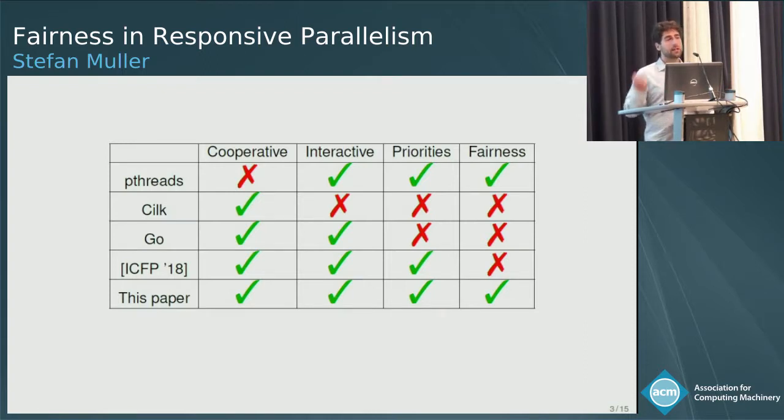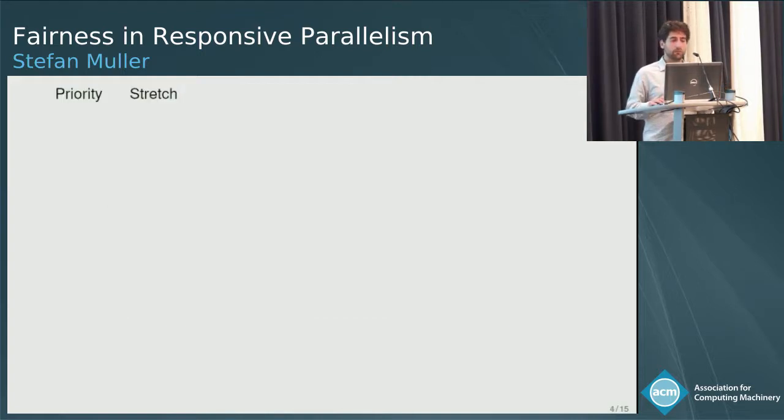So you can say, yes, this is higher priority than this other thing, but we still want to make sure that the lower priority task doesn't starve. So I want to motivate fairness by thinking about it instead as what we call stretch, which is how much am I okay with this computation stretching from how long it would take if it ran in isolation.